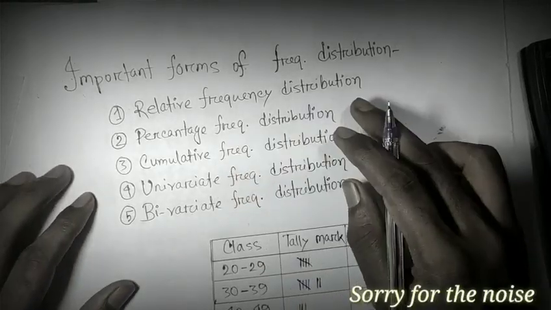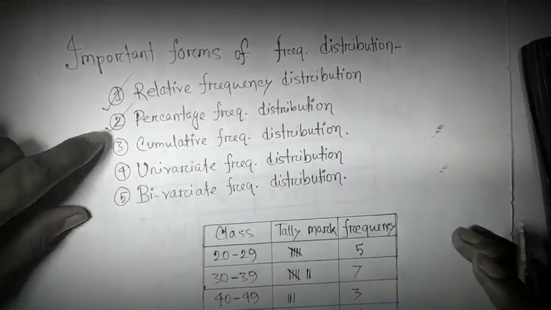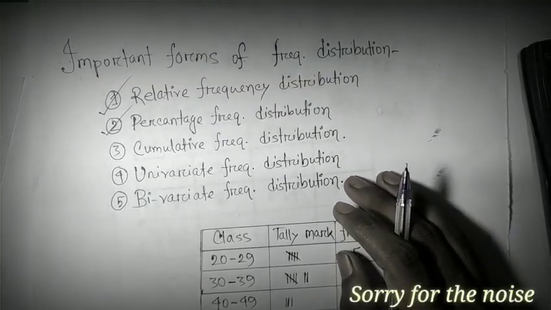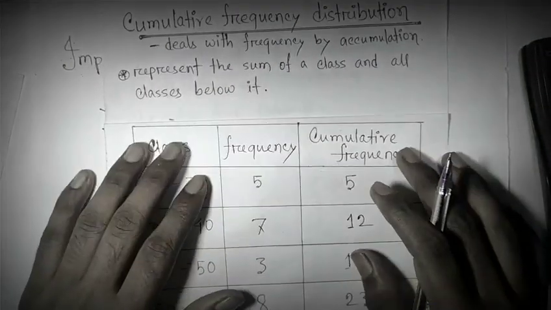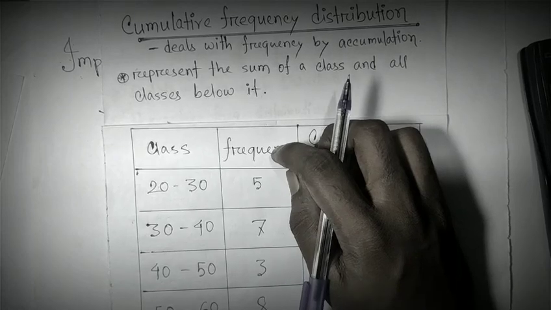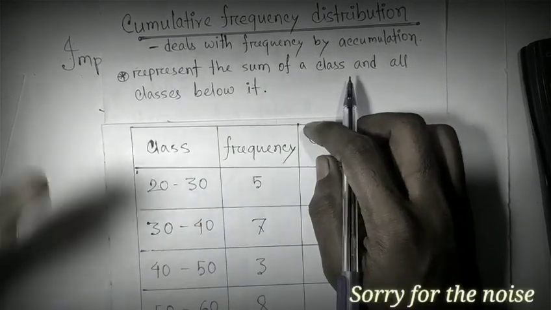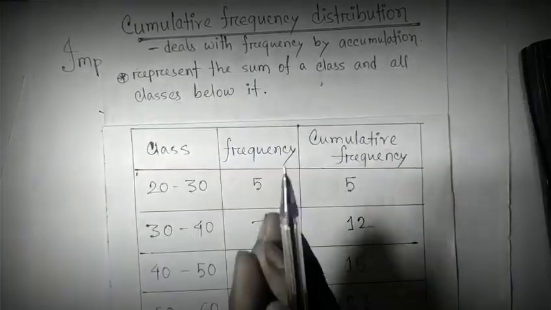Among the important forms of frequency distribution, we learned about relative frequency distribution and percentage frequency distribution. Now we'll discuss the cumulative frequency distribution. And what is a cumulative frequency distribution? It is a frequency distribution which represents the sum of a class and all classes below it. To be more exact, it deals with frequency by accumulation.